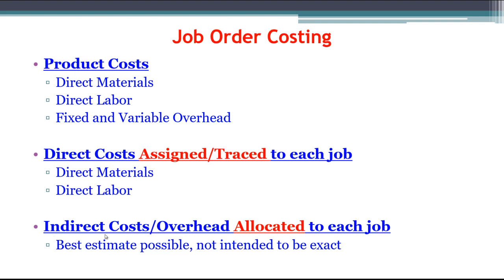Whereas indirect costs, which is our manufacturing overhead, we don't exactly know, or we don't want to take the time to track it because it's such small amounts. So we instead have to estimate it through allocation to each job. Now again, this is the best estimate possible. We're not trying to be as precise as we were with direct costs. We're trying to estimate it as best we can. It's not intended to be exact. It's good enough for our decision making.